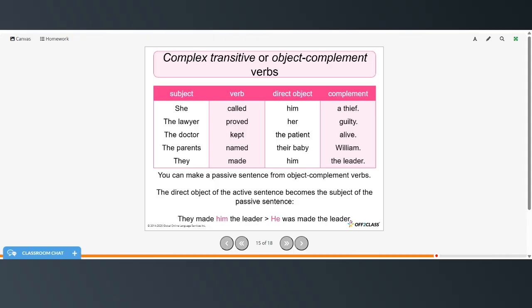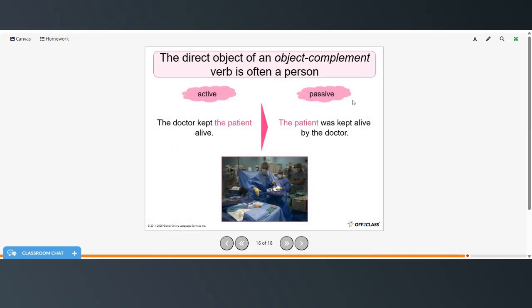So you can make a passive sentence from object complement verbs. The direct object of the active sentence becomes the subject of the passive sentence. So, they made him the leader. He was made the leader. But you notice that you have to change from the object form, if it's a pronoun, to the subject pronoun. So the object pronoun him would become he in the subject form, because you cannot say him was made the leader. The direct object of an object complement verb is often a person. So the doctor kept the patient alive. The patient was kept alive by the doctor.